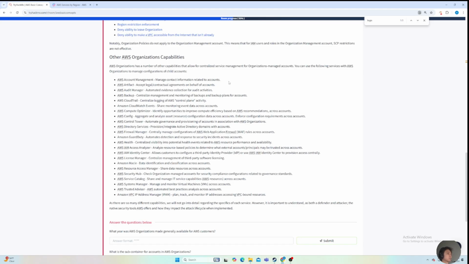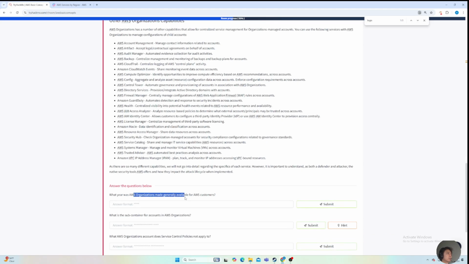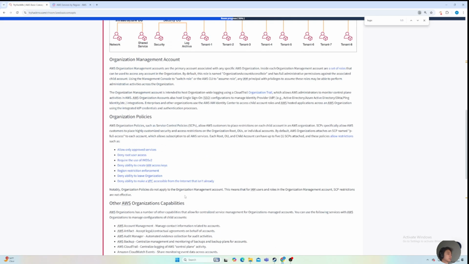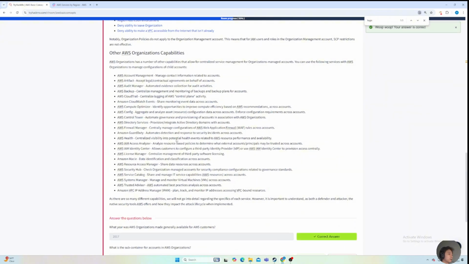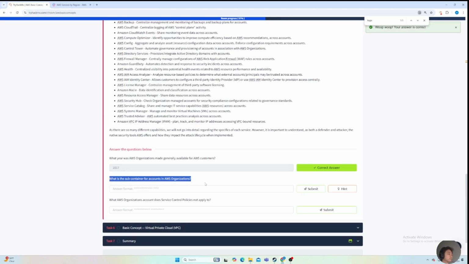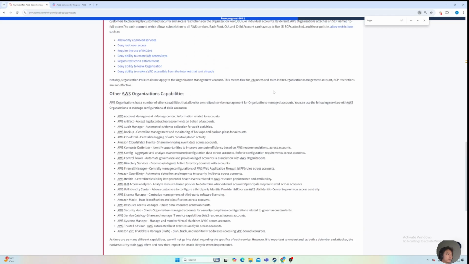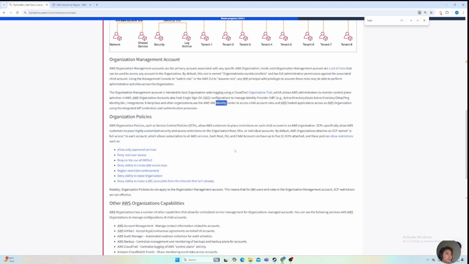What year was AWS Organizations made generally available? 2017. Yes. What is the subcontainer for accounts in AWS Organizations? Organizational Unit, or OU. What AWS Organizations account does the service control policy not apply to? It was AWS Identity Management.